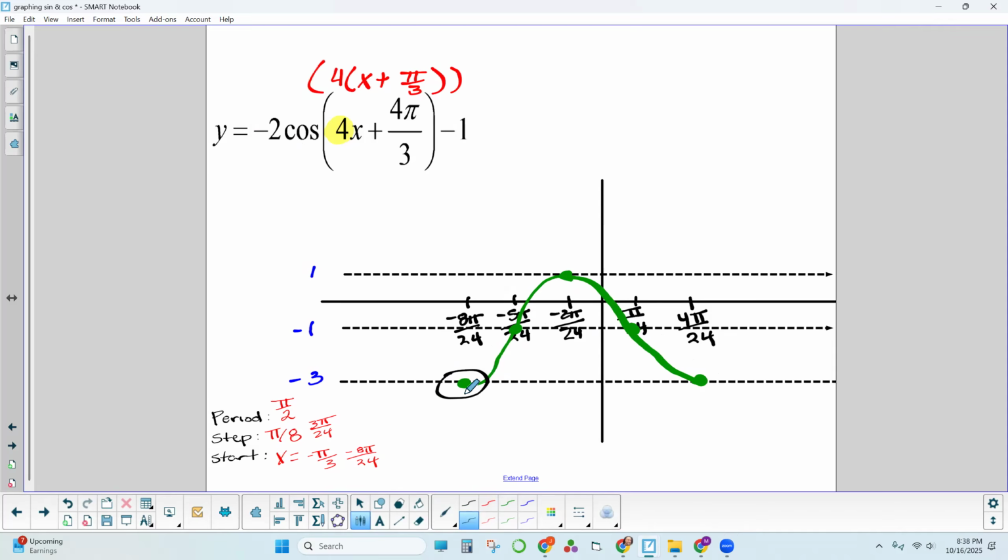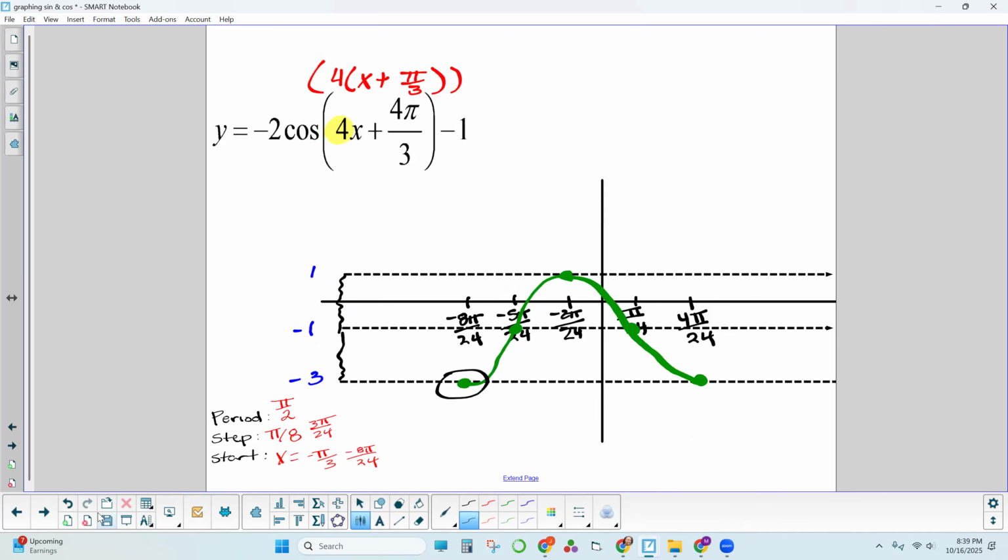And when I circle my starting point, I can clearly see this has been shifted over, right? Pi over 3, which is -8 pi over 24. As you can see over here to the left, it's been shifted down 1. And we can see from here to here, our amplitude is 2. And again, from here to here, amplitude is 2. That looks good. And we are finished. There you go. Easy as that.